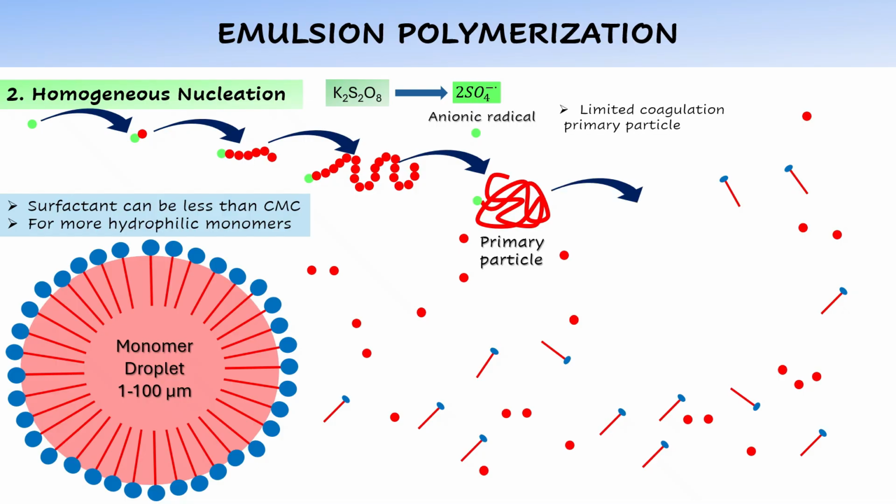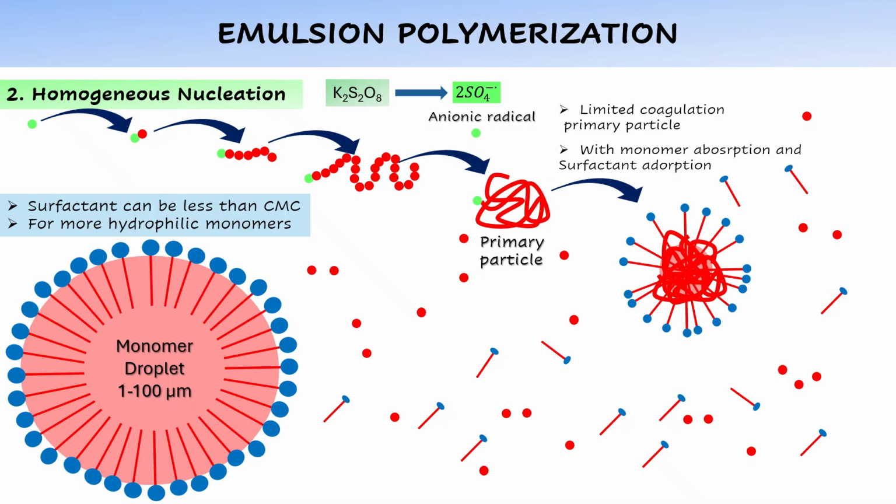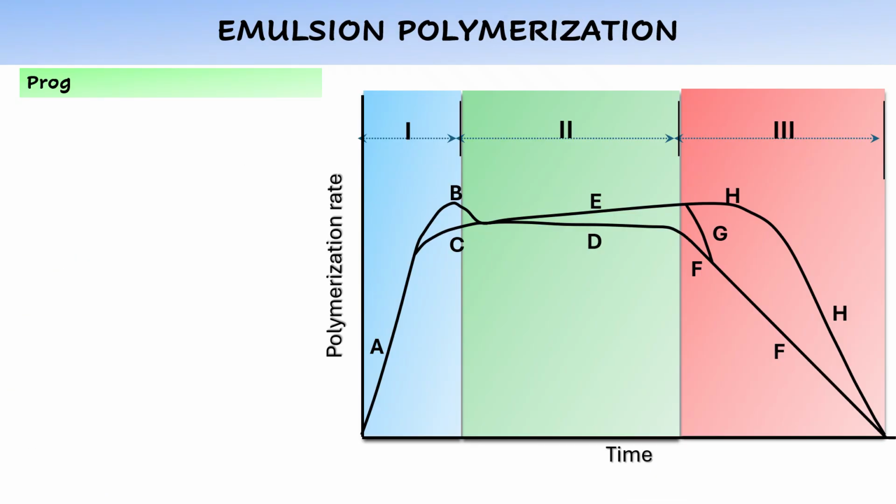They precipitate out of the solution, collapsing on themselves to form what you see here as a primary particle. This primary particle is tiny, unstable, and has a poorly developed core. It quickly undergoes limited coagulation with other primary particles and absorbs surfactant molecules from the water. This process forms a stable mature particle nucleus. Finally, this mature nucleus is swollen with monomer diffusing from the large droplet and becomes a fully grown polymer particle ready for steady growth. Let us see how emulsion polymerization progresses.